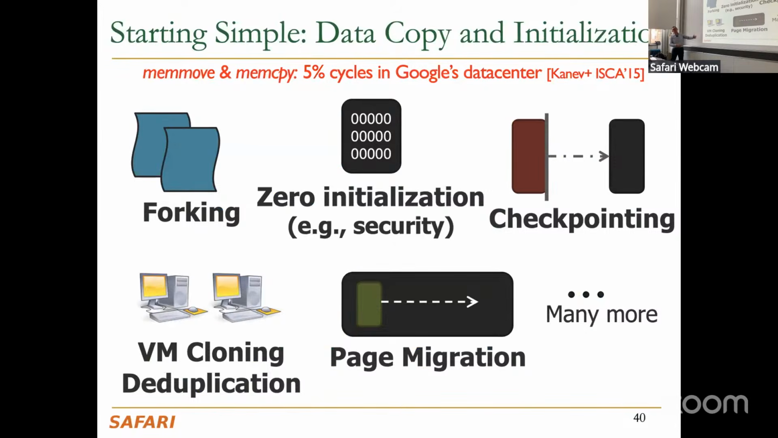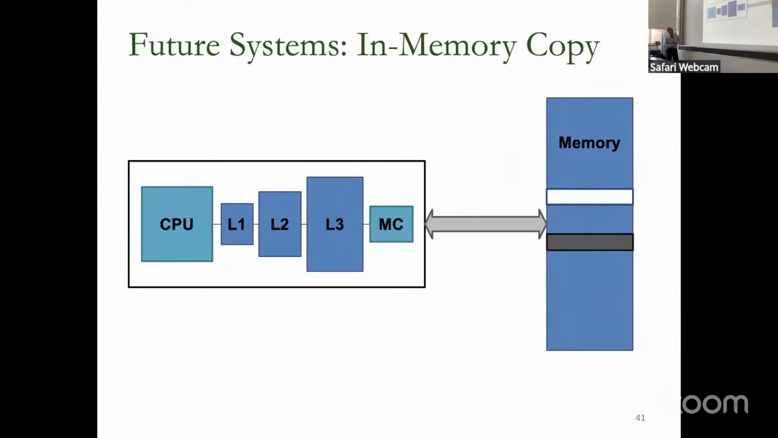I discussed, for example, the importance of data copy and initialization. This is a paper from Google that we discussed last time that showed that in their data center, only two function calls occupy about 5% of their execution cycles, which is a lot. And they're related to data copy and data movement, as you can see. And we discussed that if you actually have two pages, and if you want to copy one page to another page over here, going through the CPU is not the best way to do this.